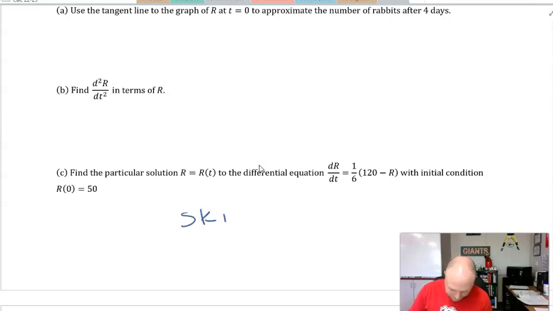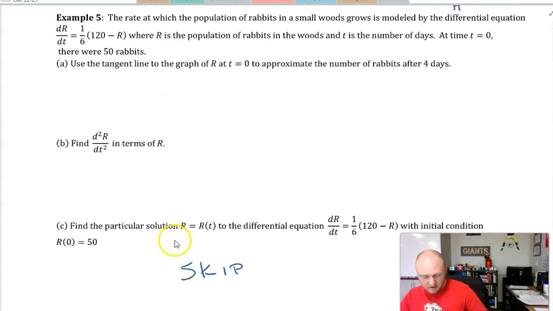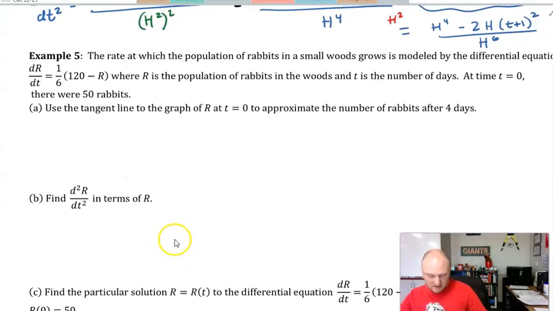Please skip C. At least in my curriculum, you have not been equipped yet in order to find a particular solution. We do that in the next video, the next lesson. So you can skip that. You can always come back if you love the bunny rabbits and you want to answer this question. So right now, please pause the video and then go ahead and attempt A and B. See you in a second.